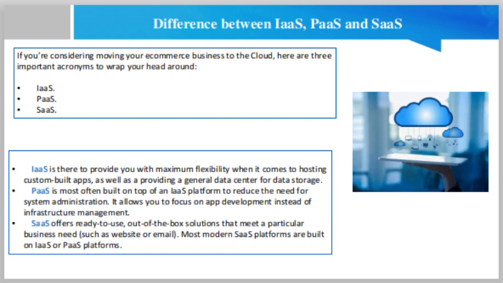SaaS accounts for approximately 24% of all enterprise workloads, up from 14% in 2016. IaaS is hovering around 12%, up from 6%. PaaS is currently the most popular model, hovering around 32% and expected to grow in 2021 and 22 as well.